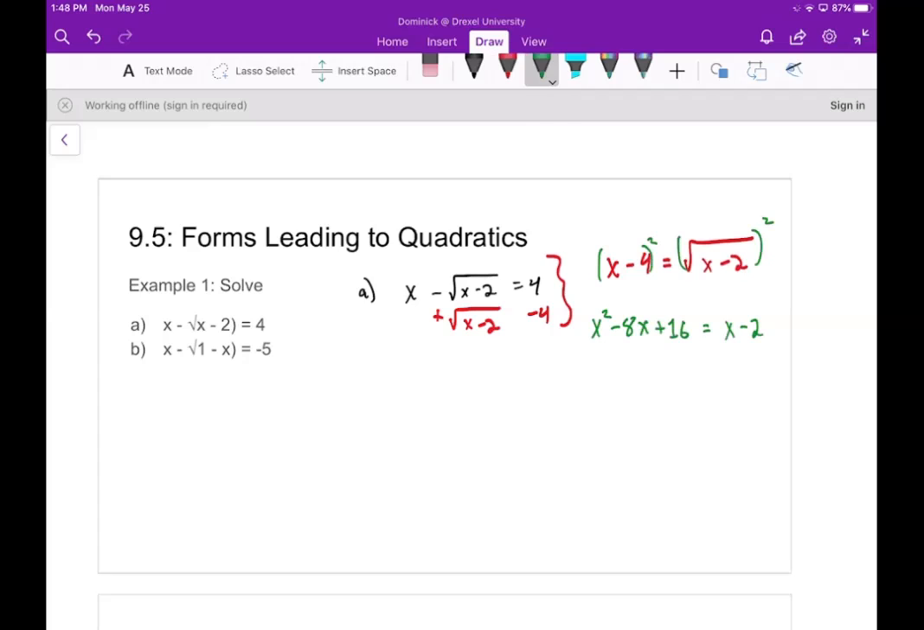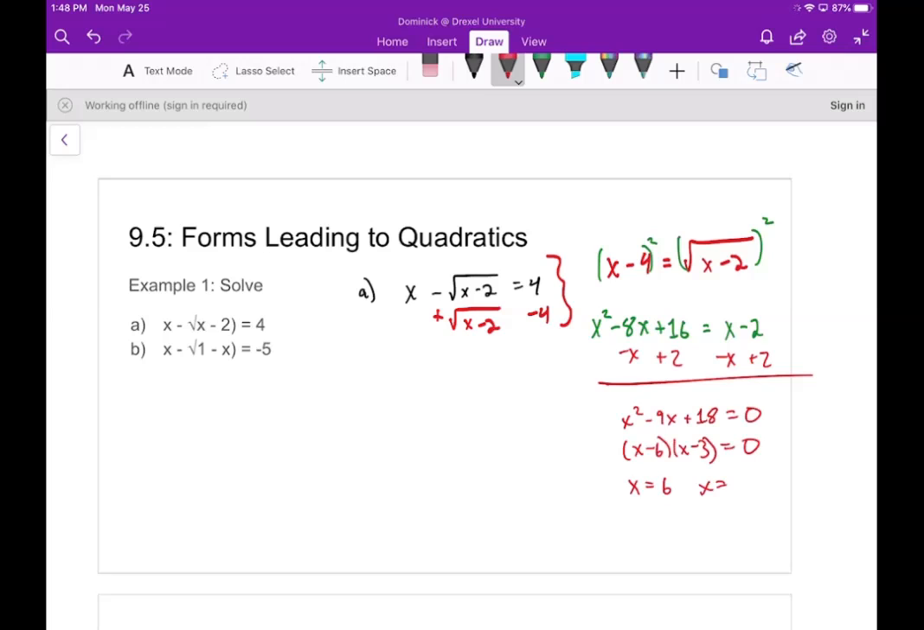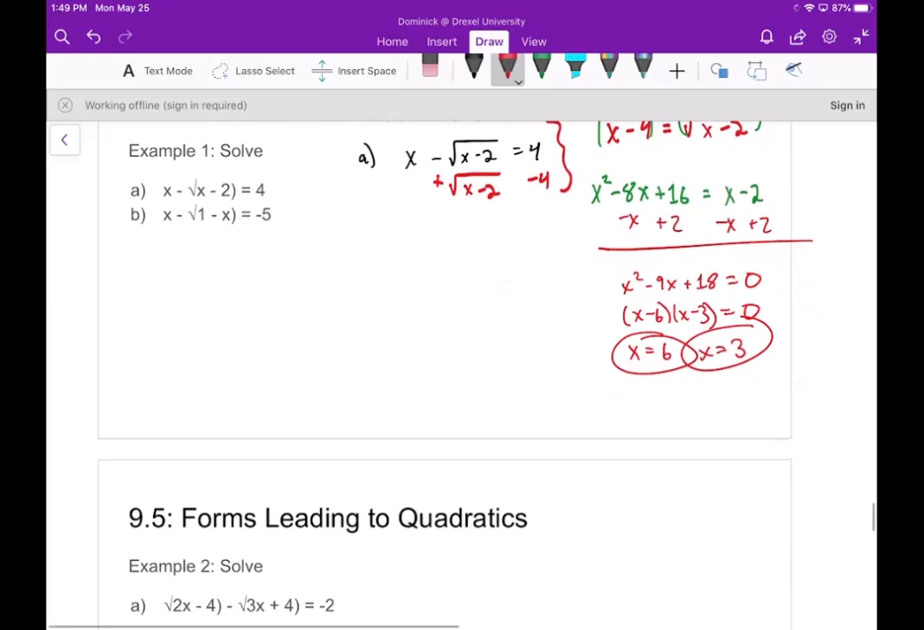Well, now we have a quadratic equation, so let's move the x and the 2 over. So then we get x squared minus 9x plus 18 is equal to 0. So now, of course, what are two numbers that multiply to 18 and add to negative 9? That's x minus 6, x minus 3. All right, so of course this gives you x equals 6 and x equals 3. All right, but now we need to check both of these.